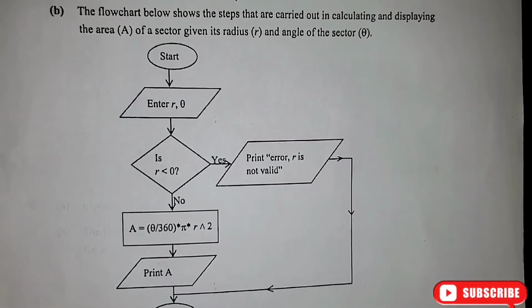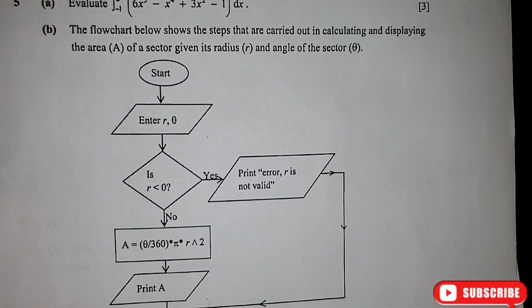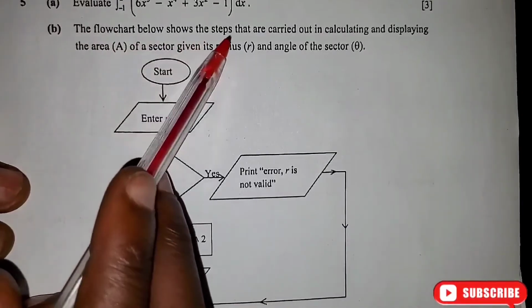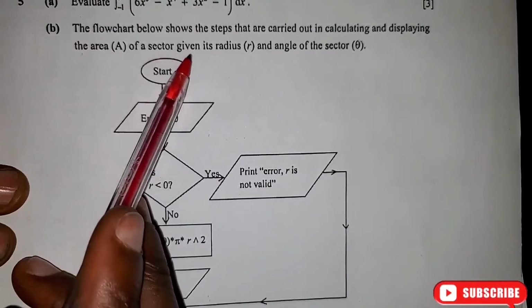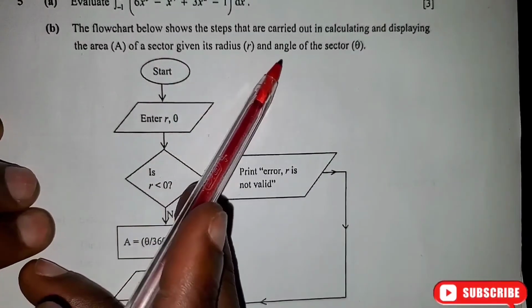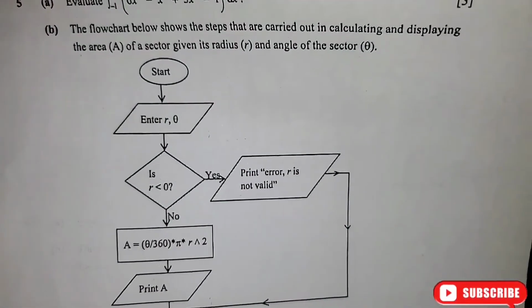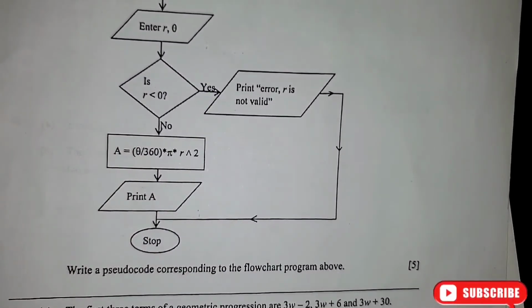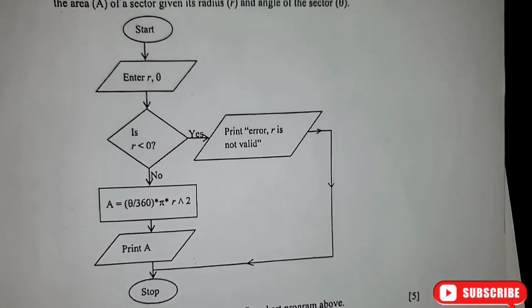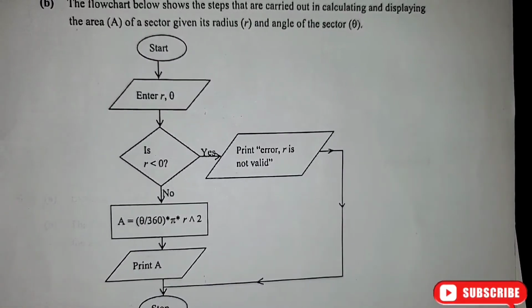Question 5b is saying the flowchart below shows the steps that are carried out in calculating and displaying the area of a sector given its radius r and angle of the sector theta. So this is the flowchart. The question is, write a pseudocode corresponding to the flowchart program above.